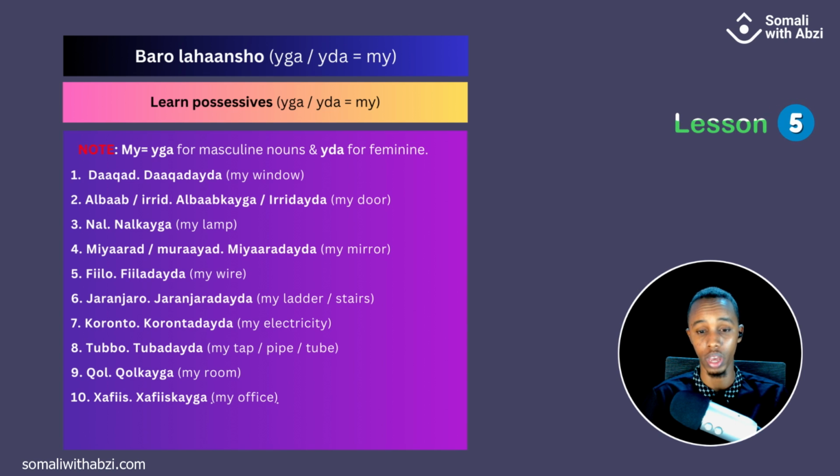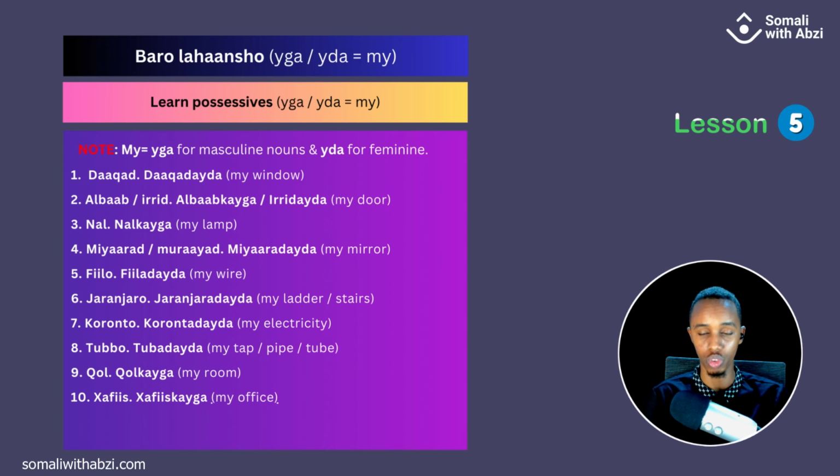So in Somali language, if the word ends with vowel O, you have to change that O to A so that the Somali pronunciation looks good. For example, koronto, you're going to say the electricity, korontada, not korontoda, korontada. So korontadayda. And then 8, tubo, you're going to say tubada, then tubadayda. Then 9, qol, qolka, then qolkayga. Hafiz, hafizka, hafizkayga. That's how you make my in Somali language.